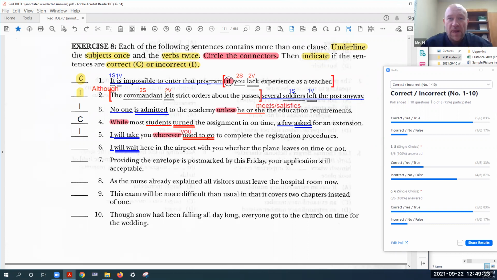And the second subject is the plane, and the verb leaves. Good. And you said the connector is whether. So the sentence is correct. Good job. All right, Osama, number 7.